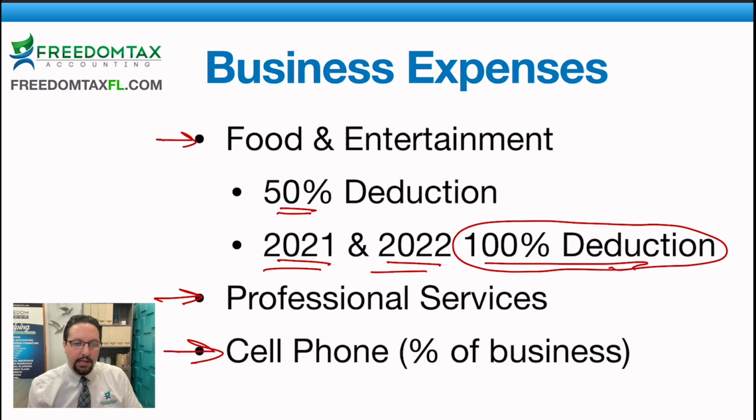Now, it's only the percentage of the cell phone bill that's used for business. For example, if you use the same cell phone for business and personal, and you have evidence to show that 50% of the time you use the phone for personal calls, and 50% of the time you use it for business, then you can only deduct 50% of your total cell phone usage.